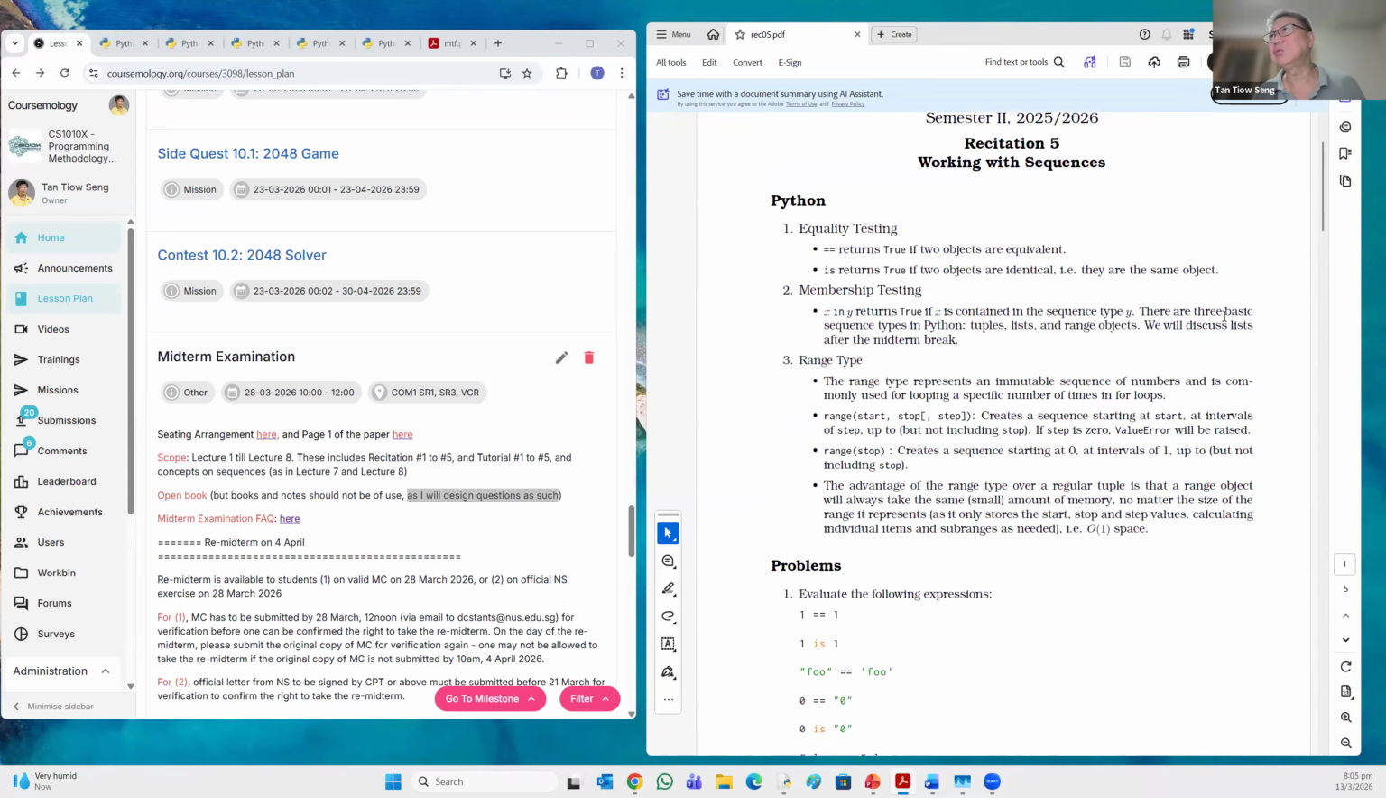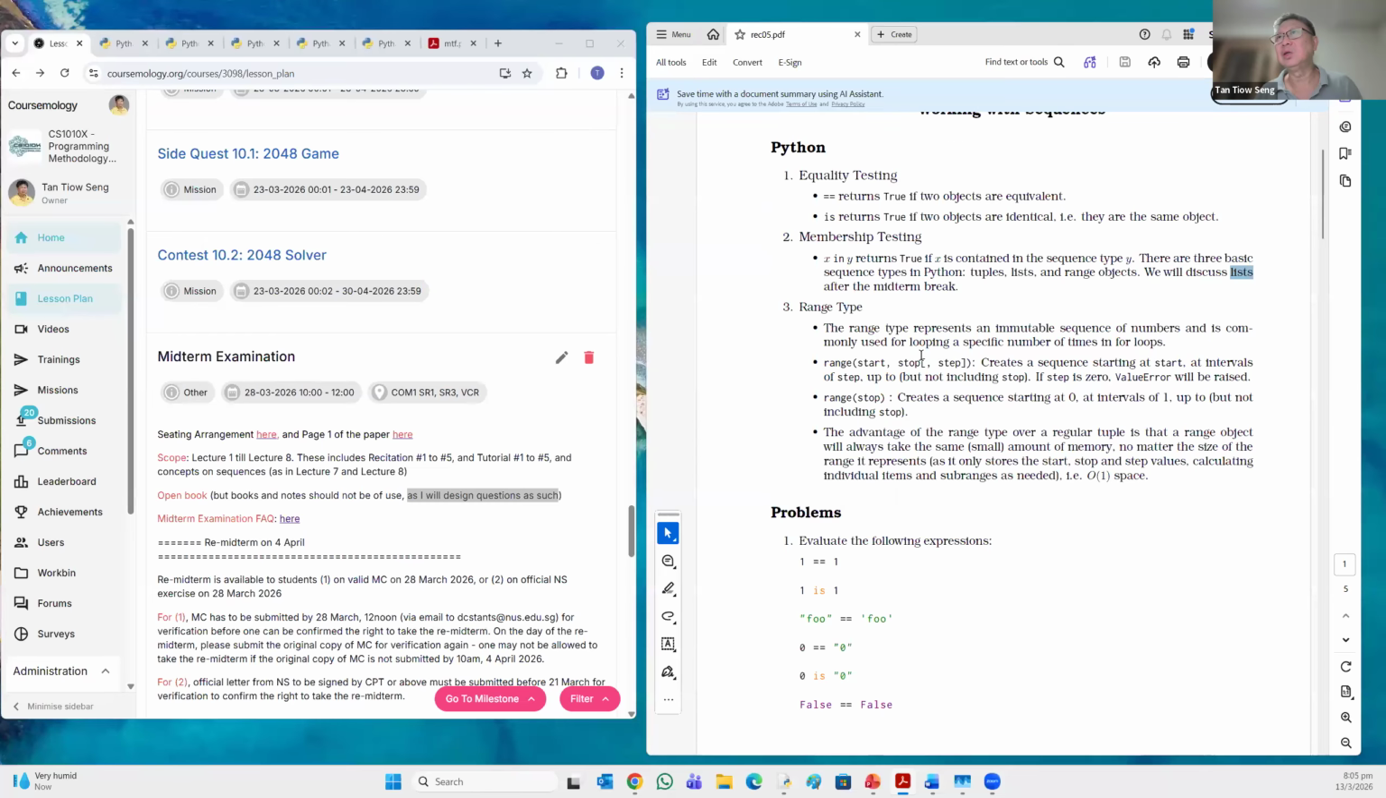And it says that there are 3 types of basic sequence: tuple, list, and range objects. All right, you see that range is an object, different from other iterators. Next week I will talk about it. We'll discuss list after the midterm break. This means the recitation covers it, but list itself is part of the test because it's in lecture 8, which contains list also.